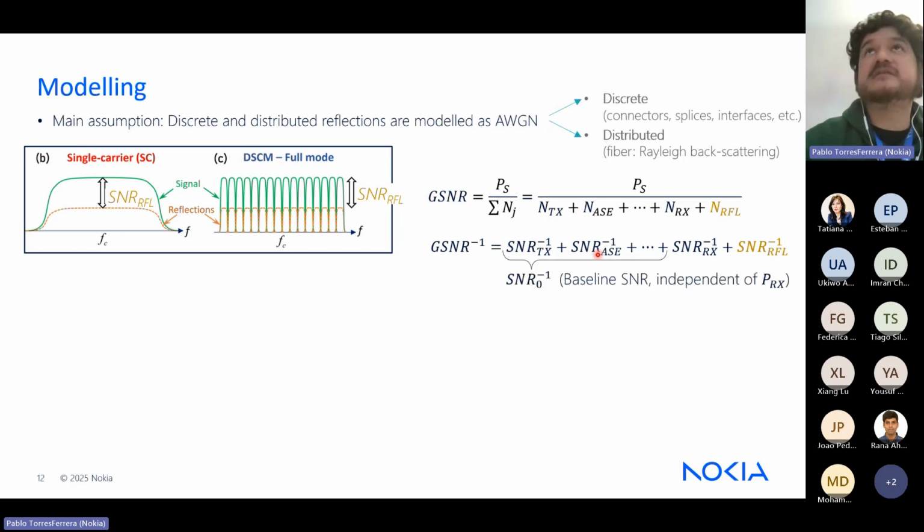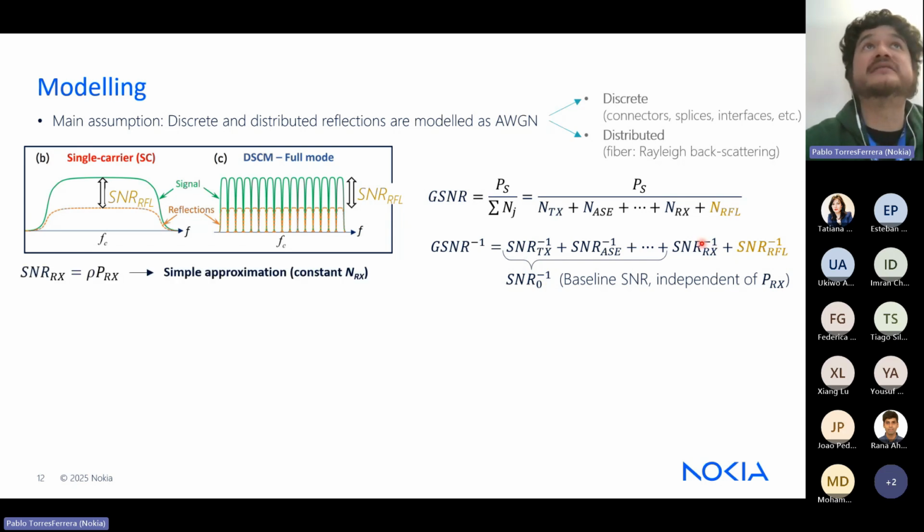So all this SNR contribution that doesn't depend on the received power, because in this study we were using sensitivity penalty as a metric, so we wanted to change the received power, we grouped as a baseline SNR that we call here SNR 0. And the contribution coming from the receiver noise, we approximated as linearly dependent, or proportional, to the received power, which is a reasonable assumption, since we can consider that the receiver noise is constant over the bandwidth of interest.